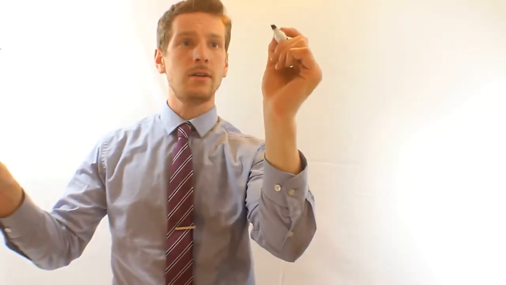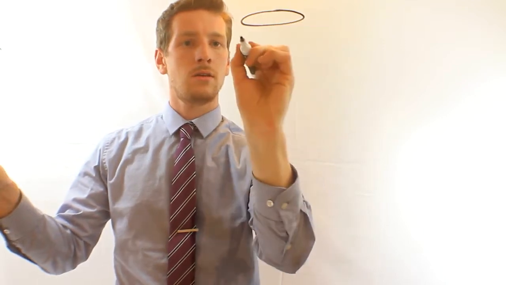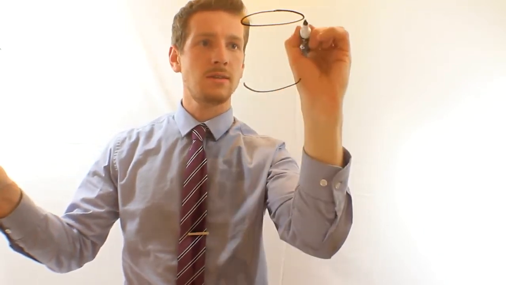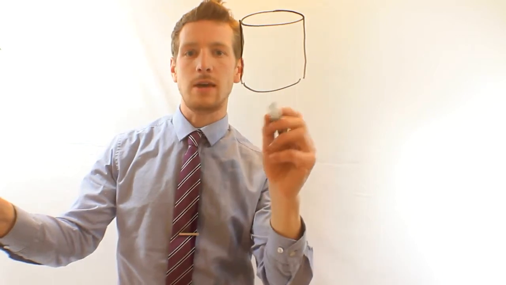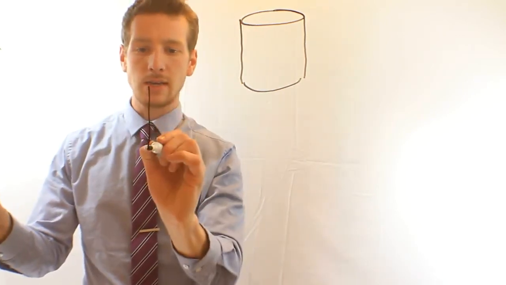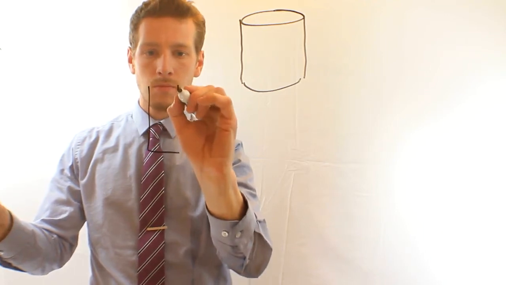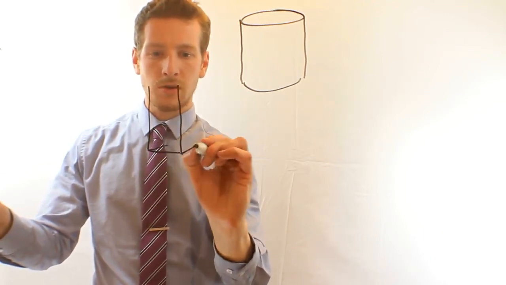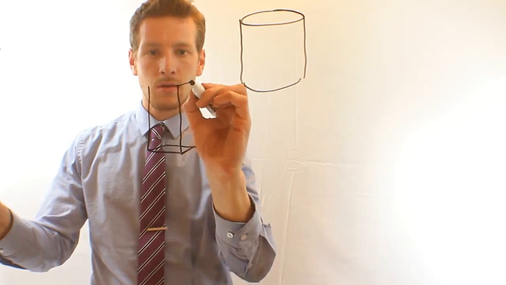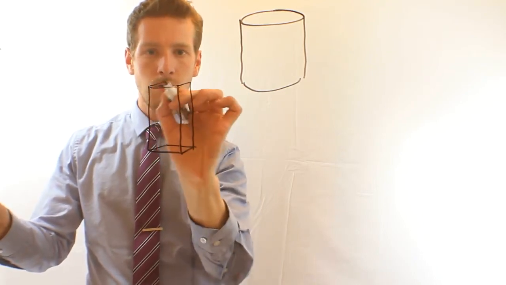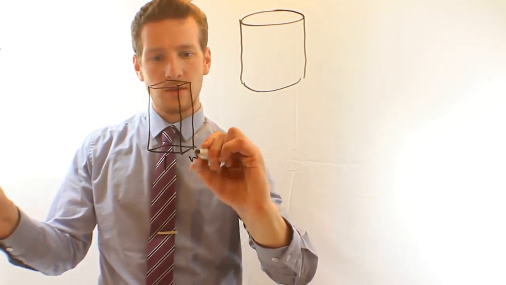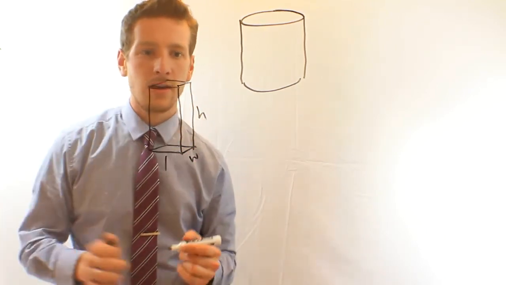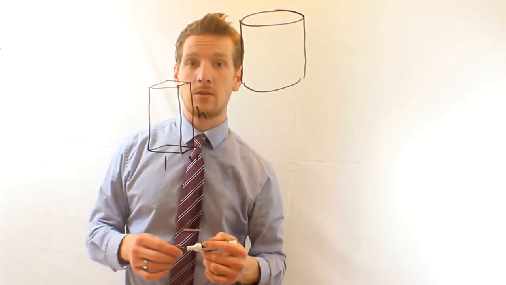So if I had a cylinder, it looks something maybe like this. Well, I'm not exactly sure how in the world I'm going to calculate the volume of that cylinder. But if I think back to a rectangular prism, so here's my rectangular prism. The length times the width times the height is going to give us the volume of that rectangular prism.